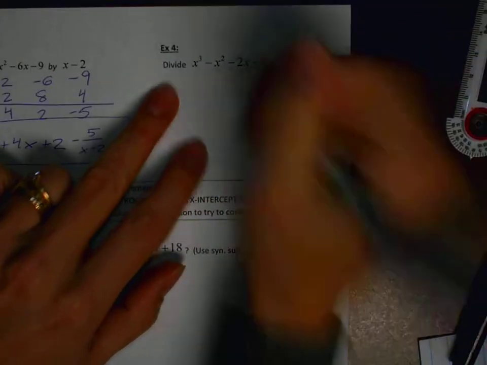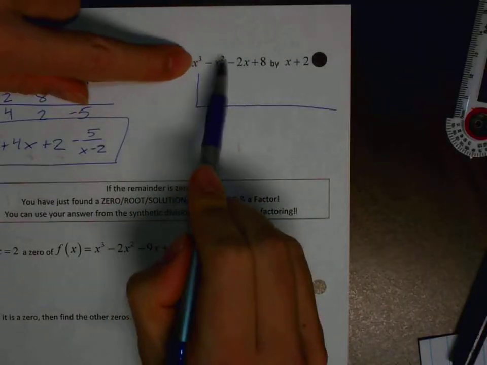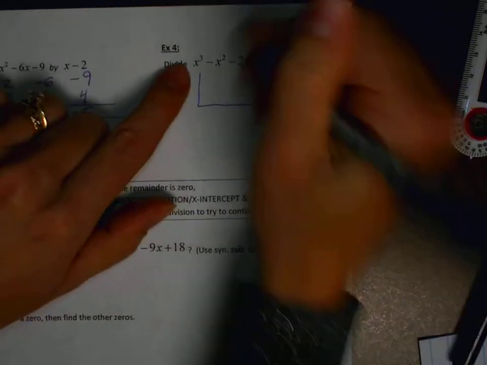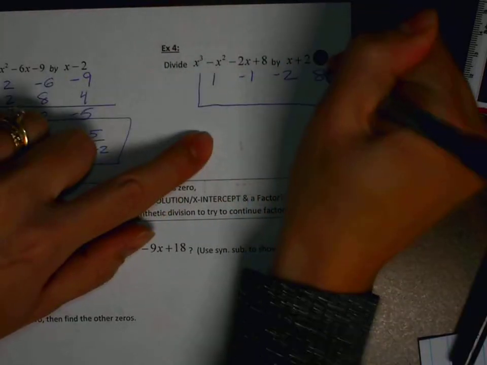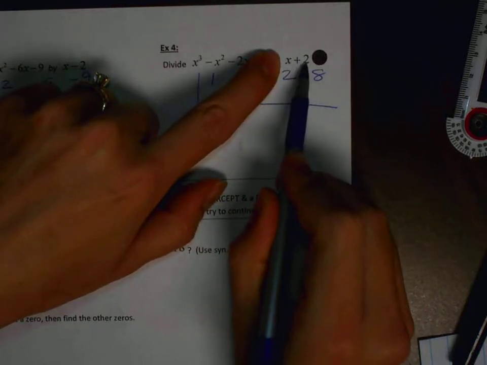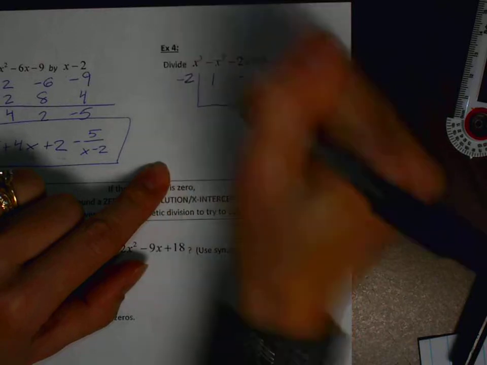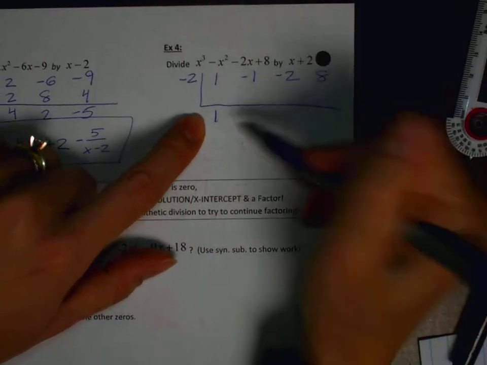All right, second problem. Coefficients. Make sure you have them all. 3, 2, 1, 0. Yes. So write them down. 1, -1, -2, and 8. If I solve this, x plus 2 equals 0, solve it for x, I get -2. That goes here. Bring down the first coefficient, which is 1, and then start multiplying.